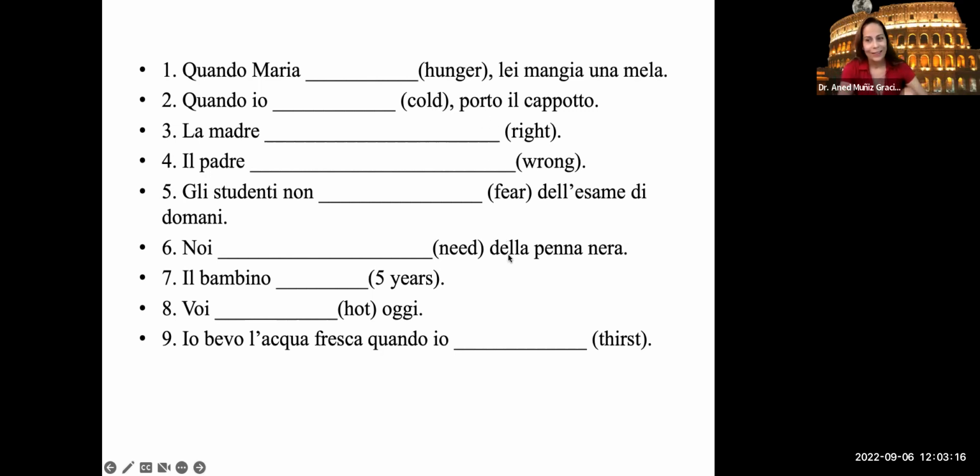And so you have a bunch of other things that we are going to go over in class to make sure that we can do this. Quando Maria ha fame. Quando io ho freddo. La madre ha ragione. Il padre ha torto. Hey, Mr. Trombetta, that's a little sexist. I'm not saying it's wrong though. Così così. Gli studenti non hanno paura dell'esame di domani. They're not afraid of the test, but what we're really saying literally is they don't have fear of the test, right? E poi noi abbiamo bisogno, il bambino ha 5 anni, voi avete caldo oggi, io bevo l'acqua fredda quando io ho sete, con una T. Va bene? Ok, ci vediamo in classe.